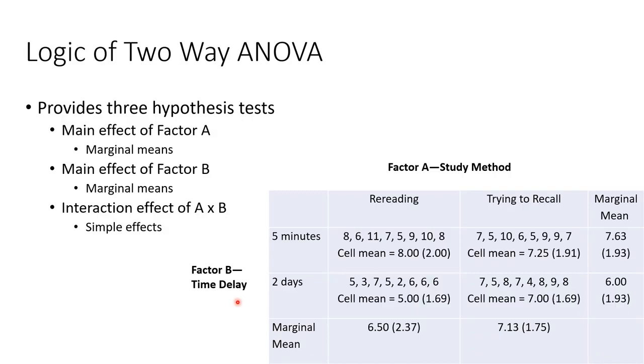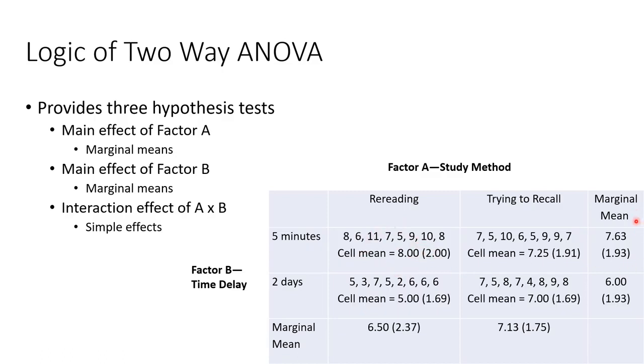What I have here in this table is basically all of the data. So we had 8 people who were doing rereading as a study method and took a test 5 minutes later. So these are their 8 scores out of 15. This is what they got. And then this is the average, and this is the standard deviation of this cell.